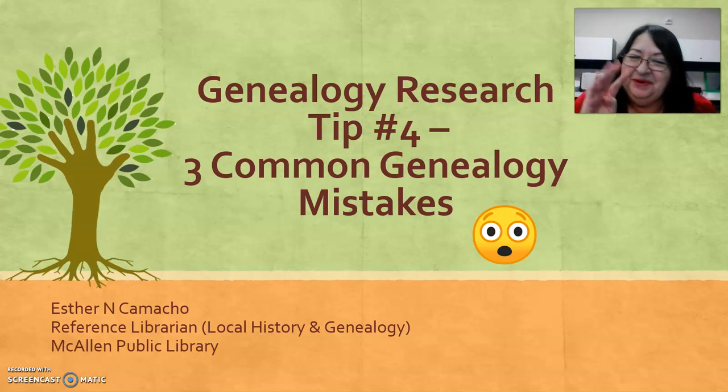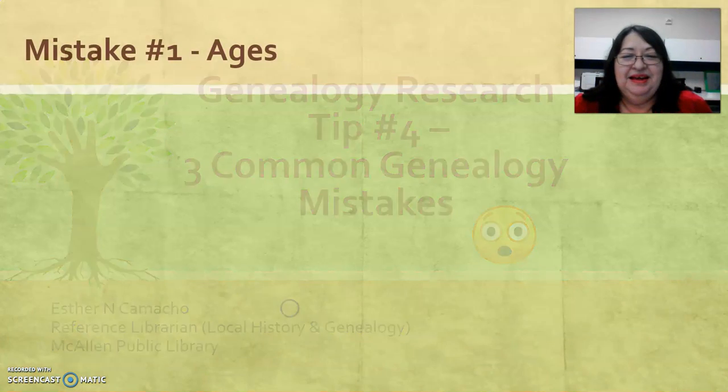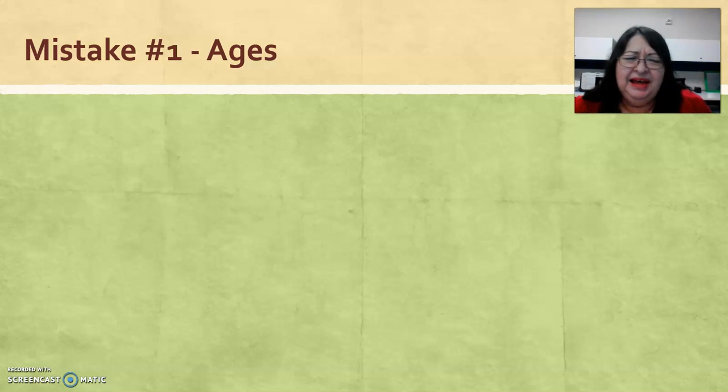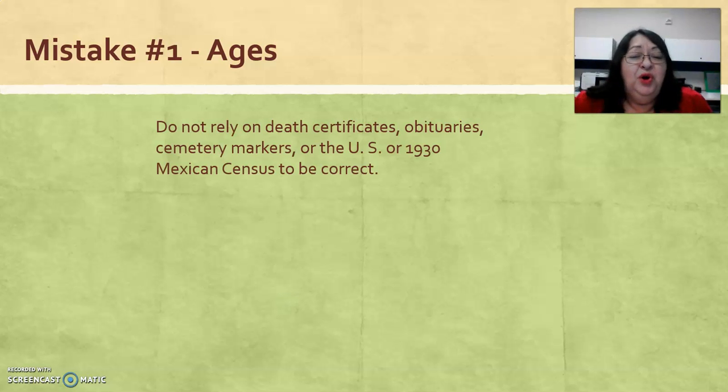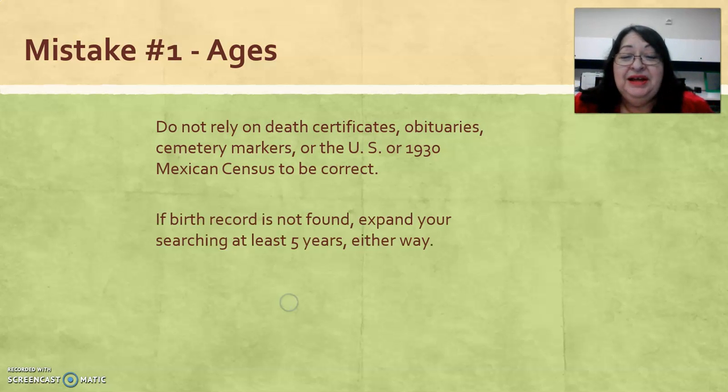This one is number 4, 3 common genealogy mistakes. Number 1, ages. Don't rely on death certificates, obituaries, cemetery markers, or even the U.S. or the 1930 Mexican census. Don't rely on that, it may be correct, but it may not be. Make sure that you just look at it, and if you can't find a birth record, use it as a guide to find that birth record.